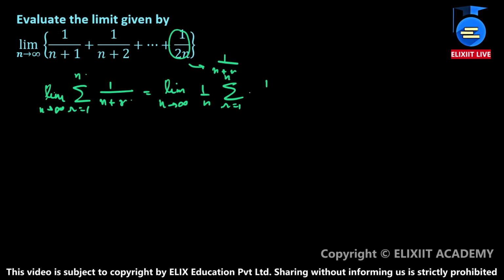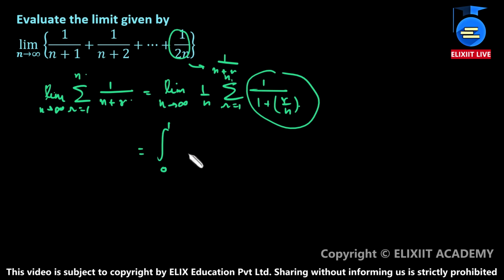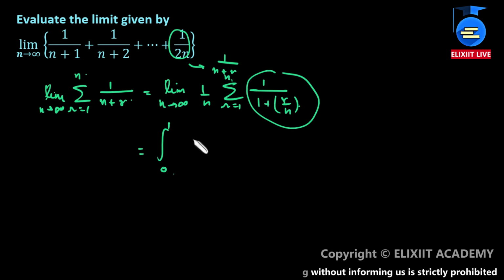And this goes from 1 upon 1 plus, because we have taken out n common, 1 plus r by n. So now we can locate this function of r by n over here. Now limits go from r equals 1 to n, so this entire thing will convert to an integration from 0 to 1. Obviously, the limit goes from 1 to n, so the integration will also go from 0 to 1, 1 upon 1 plus x dx.